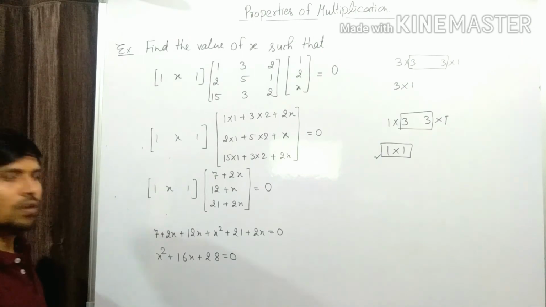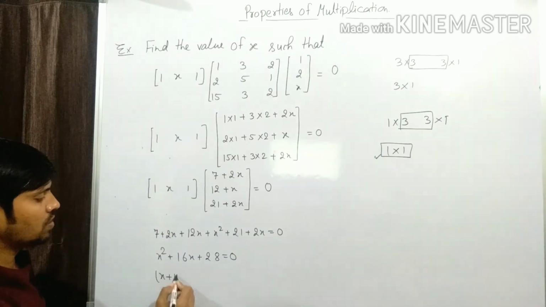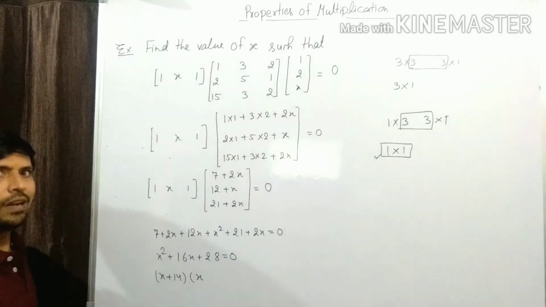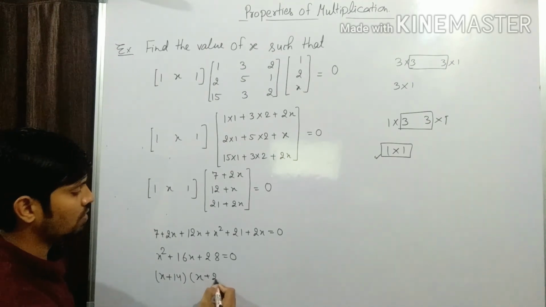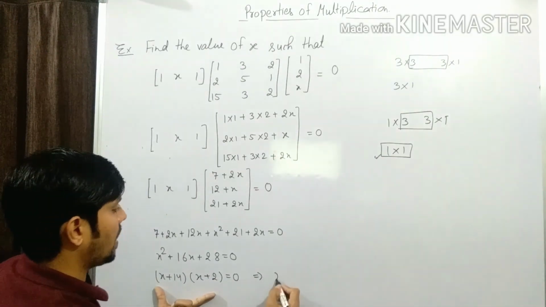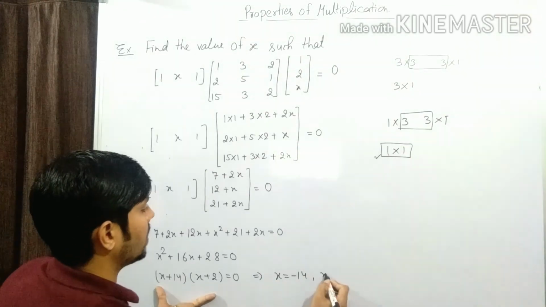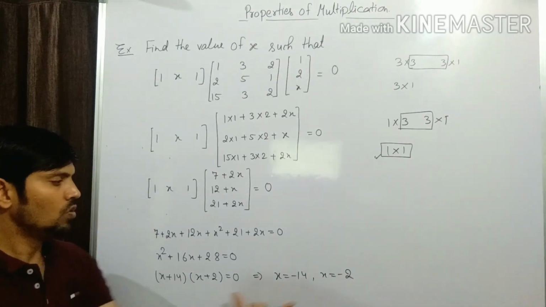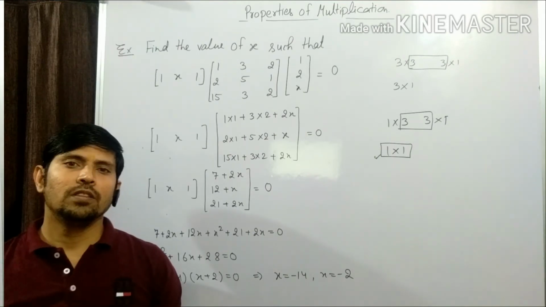Now factorize this. On factorization we get x plus 14 as one factor and x plus 2 as the other factor. So from here it is evident that x equals minus 14 and x equals minus 2. We got two values of x here.